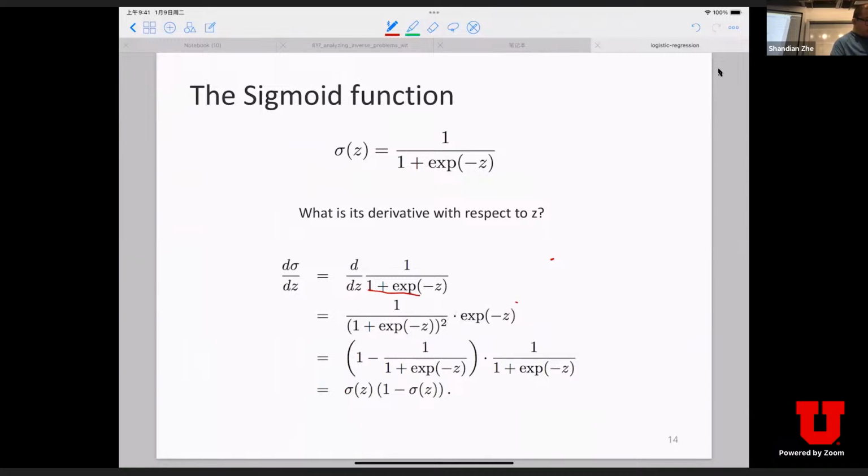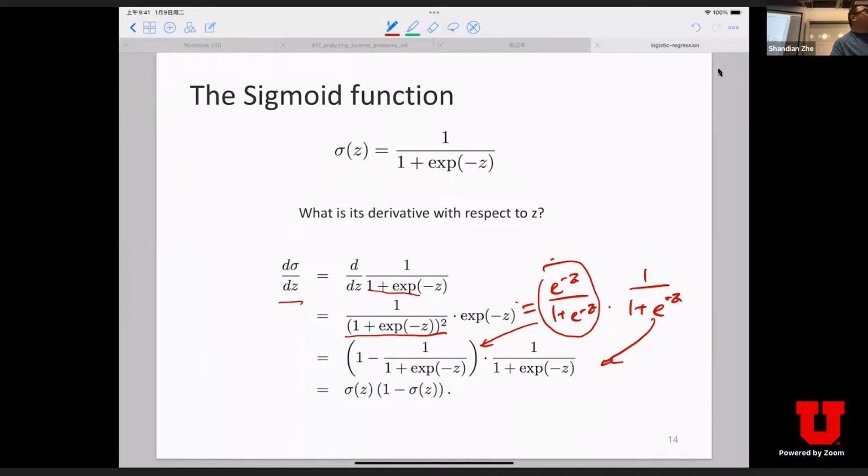You end up with e to the power minus z over the square of the denominator, right? And a very nice observation: if we expand this square, we write it as e to the minus z over 1 plus e to the minus z, times 1 over 1 plus e to the minus z. You'll find that the first factor is 1 minus the sigmoid function, and the second is the sigmoid function. That's why we can conclude that the derivative of sigmoid is the sigmoid times 1 minus sigmoid.